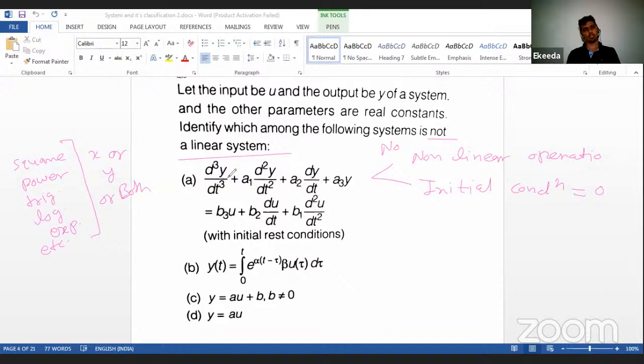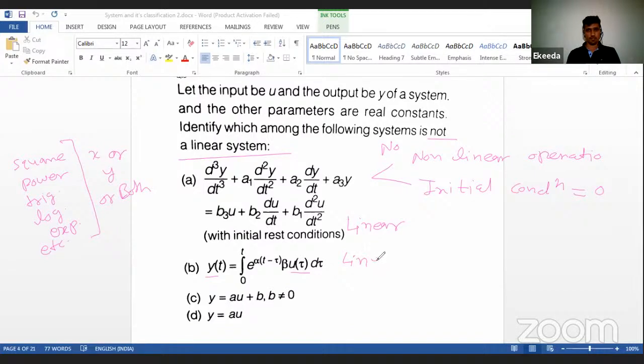So we see that there is no non-linear operation on y and there is no non-linear operation on u. And initial conditions are given zero, initial rest conditions. So this system is linear. Here again, you can check that this is our input, this is our output. So there is no non-linear operation on this and this. So this is again linear.